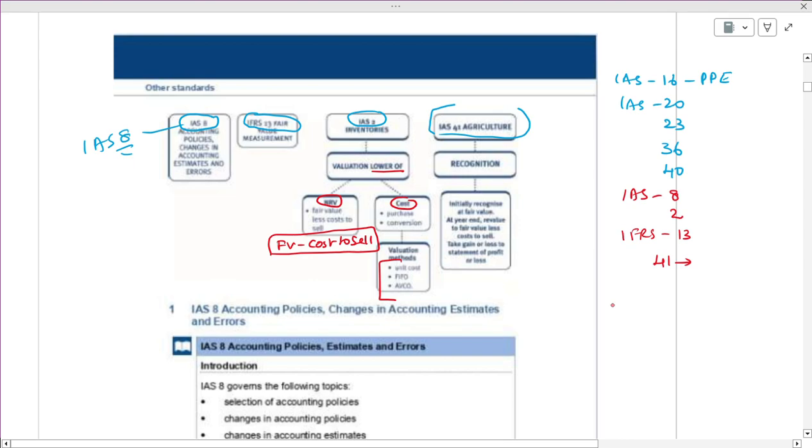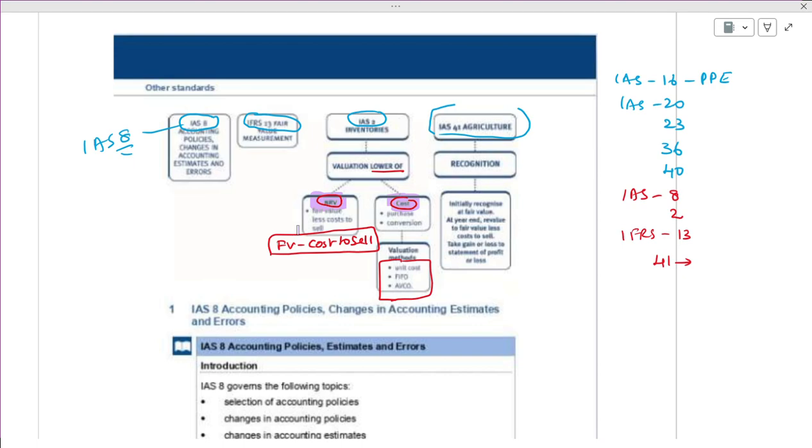We will not do LIFO and FIFO that much. I will say it very simply. We are focusing on these two things: one is net realizable value, the second one is cost. Okay, this is the first one.